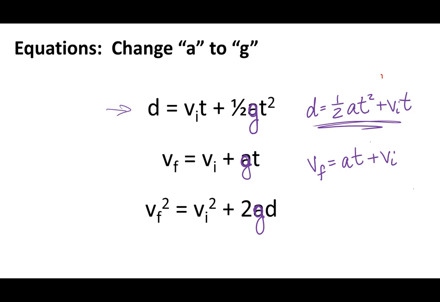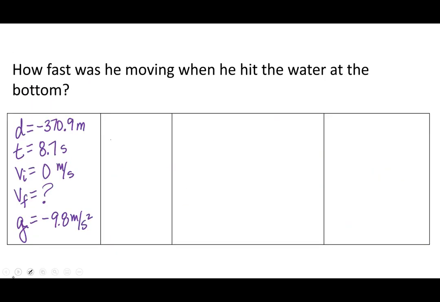Now, in all honesty, since we don't have to, I would choose this one because there's no square, so we don't have to worry about square rooting. But if you were to use this one and solve it correctly, you would get exactly the same answer. It doesn't matter. I'm just going to go with the one I think is easier to solve. And so that would be VF equals AT plus VI. A becomes G.